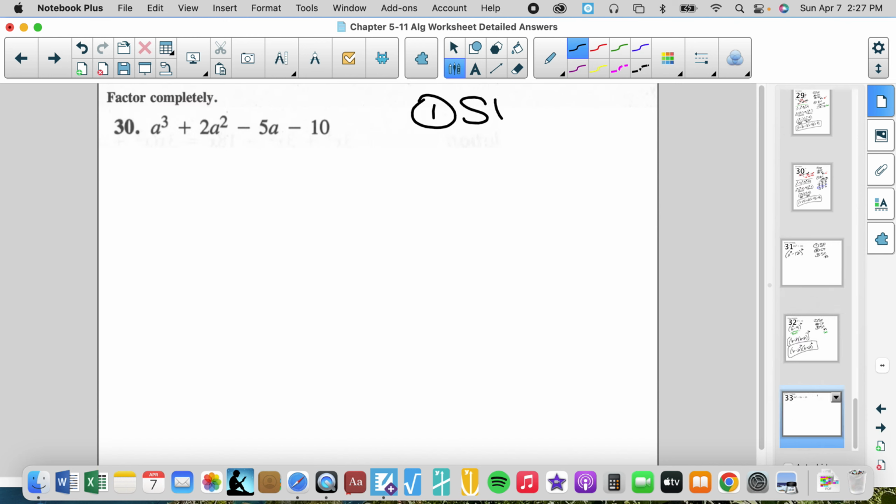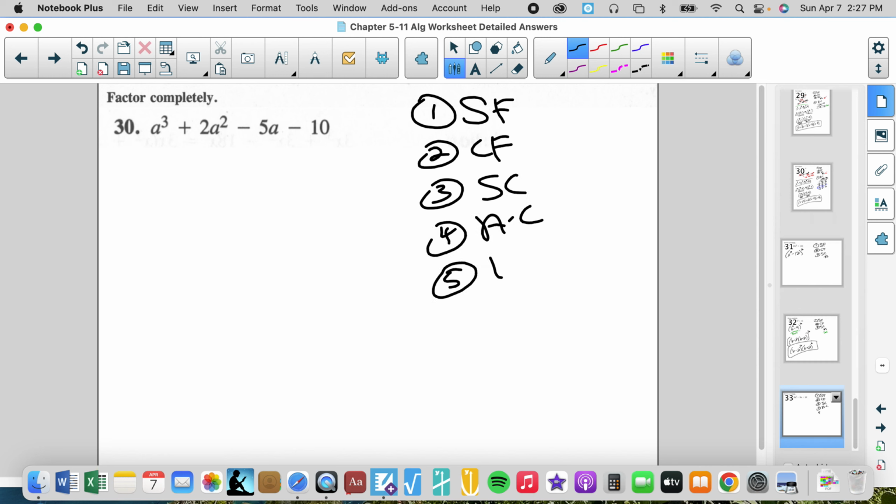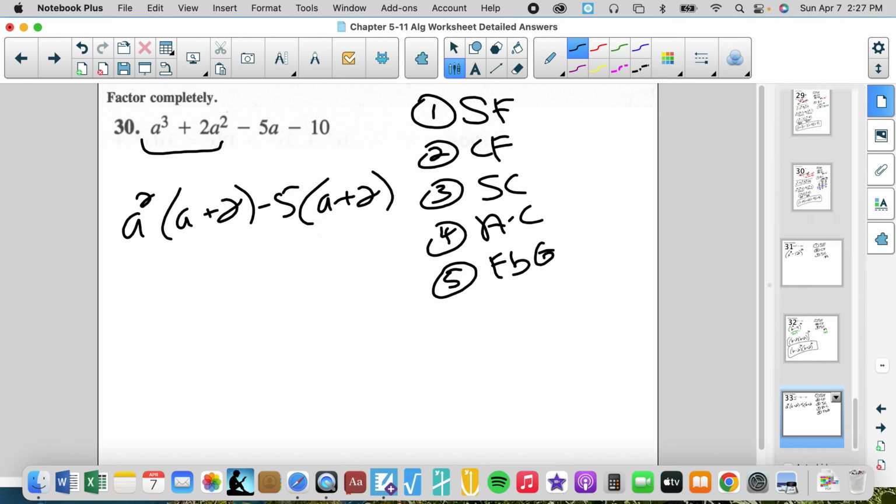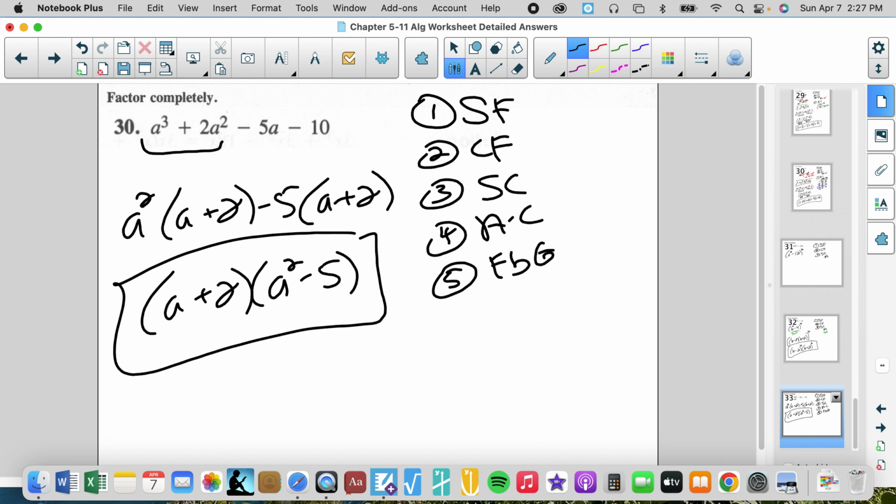So standard form, yes. Common factor, no. Special case, no. A times C, no. Factor by grouping. We're going to factor out an a squared. We get a plus 2. We're going to factor out negative 5. We get a plus 2. A plus 2, a squared minus 5. That's it. I do that one as our last problem. Did I do it correctly? I think I did. Yeah, I did it correctly. Well, that's kind of lame-o.